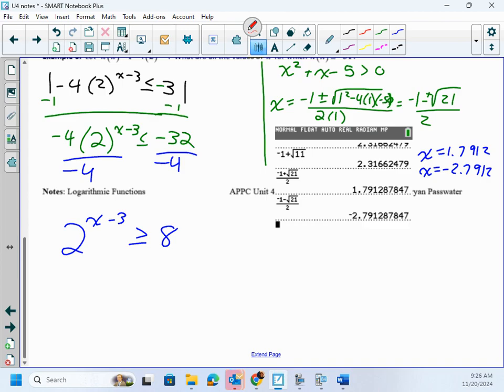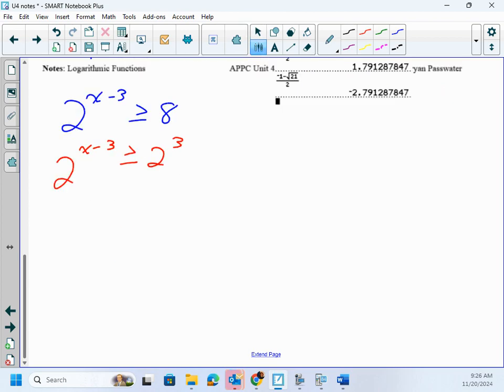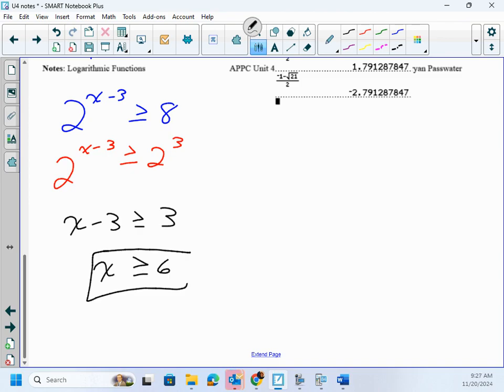Now 8 is the same thing as 2 to the third power. So I could write this as 2 to the x minus 3 is greater than or equal to 2 to the third. Same base, you're just dealing with your exponents. So x minus 3 has to be greater than or equal to 3. So x has to be greater than or equal to 6.